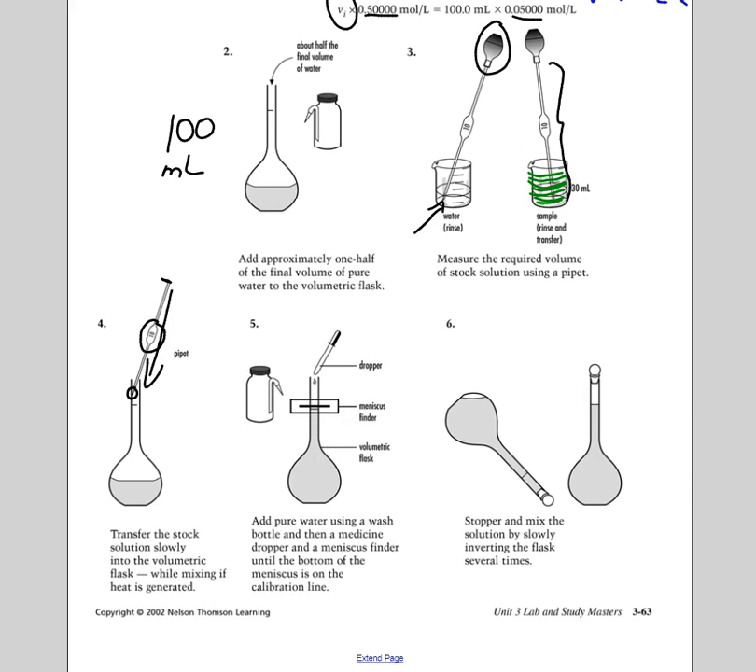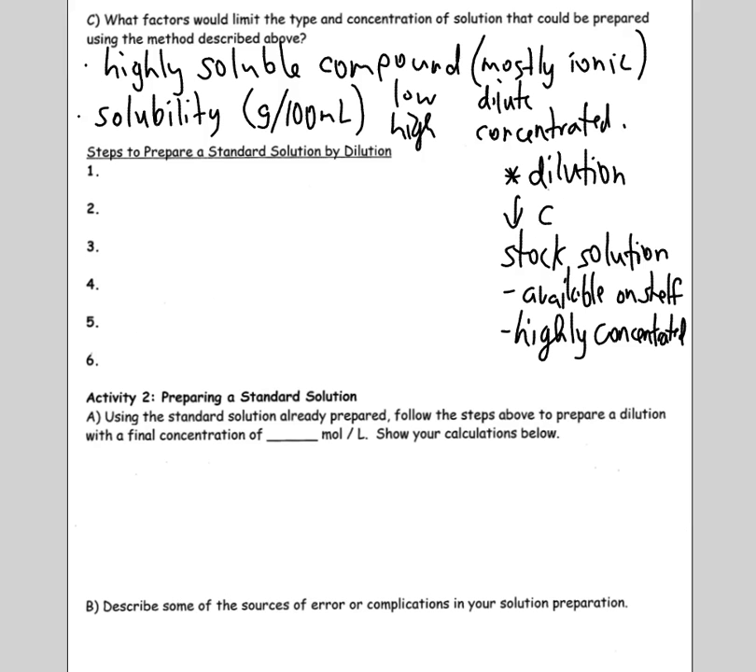So steps 4, 5, and 6 are the transfer, topping up, and the mixing. So you can update your list here. Again, activity 2 we'll just defer for now until we get into some class work with preparing standard solution, and in this case by dilution. We would follow up by deciding what we want to dilute to.